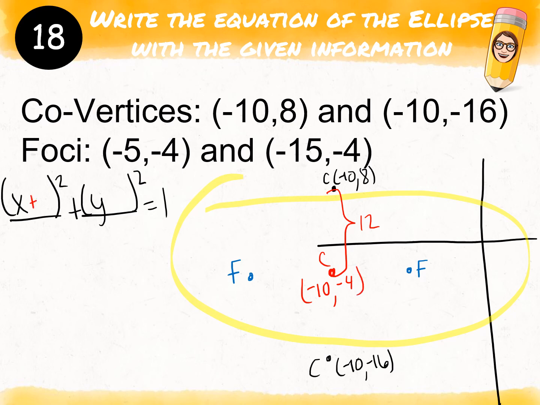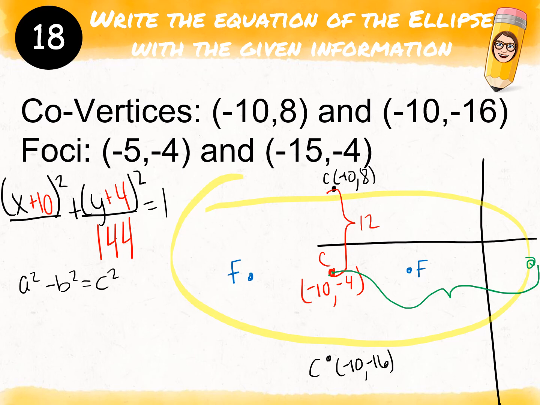So x plus 10 is what I need, and y plus 4 is what I need. The smaller value goes under the y. 12 squared is 144. Do you see where I got that? The distance from the center to the co-vertex squared. Let's go and find the distance from the center to the vertex. I don't even know where my vertex is. So we got to do a little bit of work. a squared minus b squared equals c squared. My shorter value, center to co-vertex, was 144. That was my b squared.